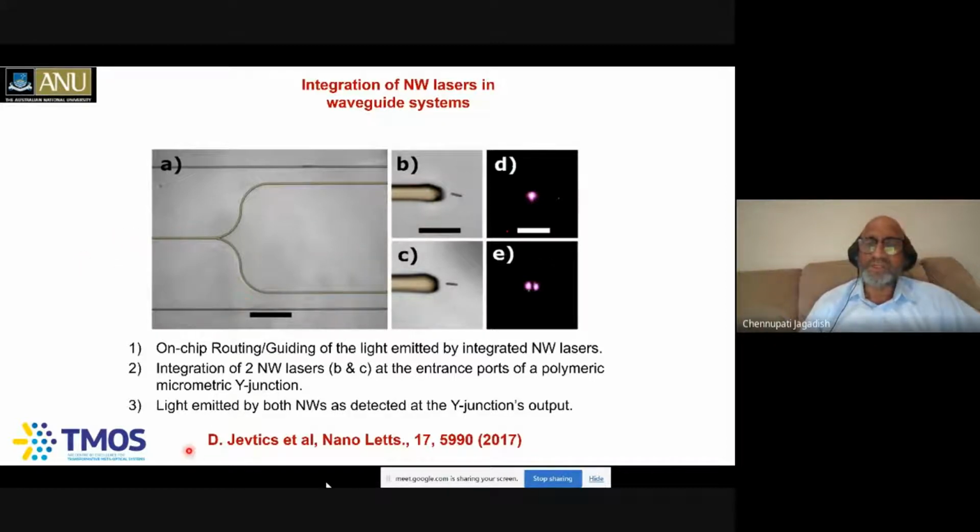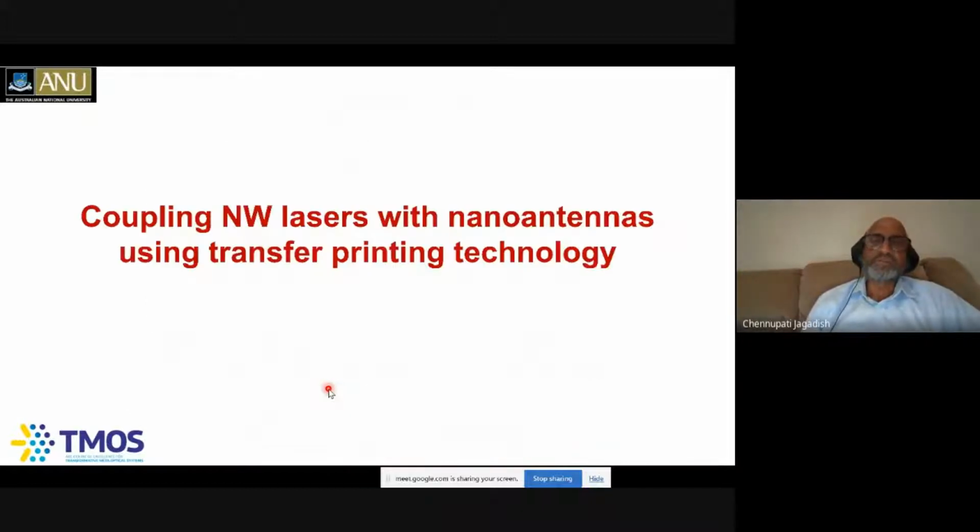This is the work of the PhD student at the University of Strathclyde, Dimitar Georgiev, and again, he spent a lot of time optimizing and demonstrating these results as well. So then we asked, can we really place these nanowire lasers in nano antennas using this transfer printing technology?